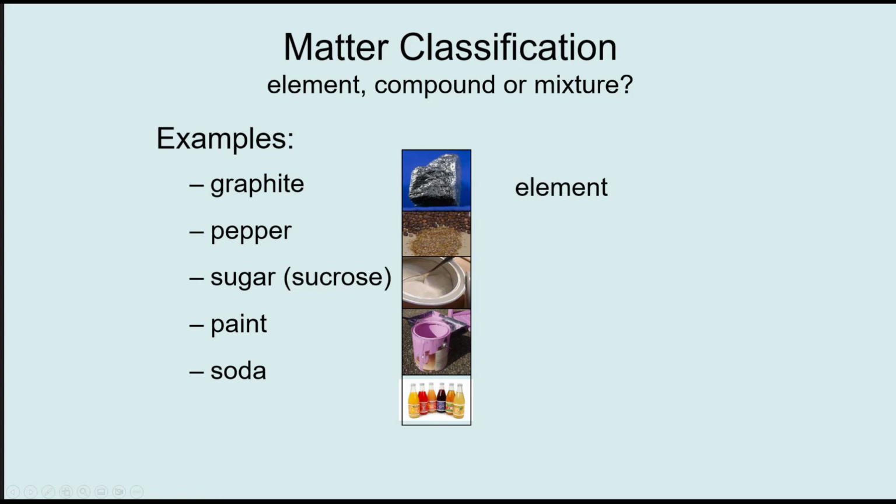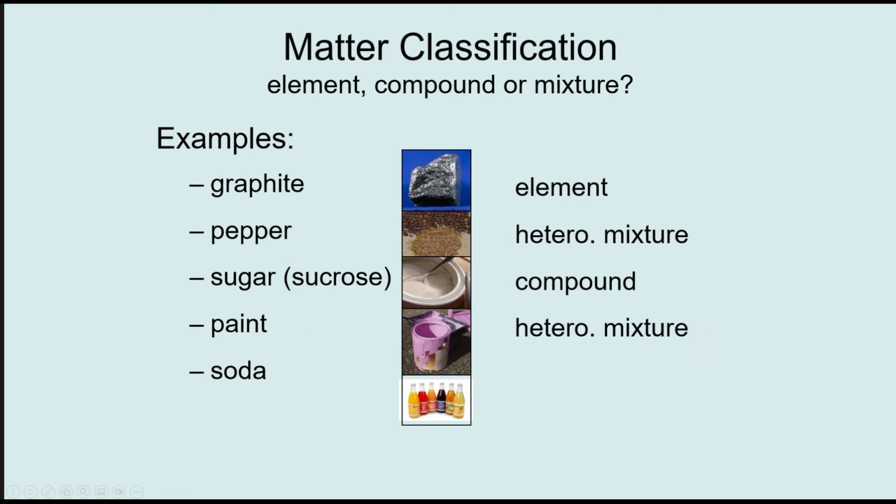Pepper. When you look at pepper, you can see little white specks, little black specks. The components are very visible. Therefore, pepper is a heterogeneous mixture. When you look at sugar, sugar is a compound. It looks uniform, and we would have to chemically identify the fact that sugar is made of precise atoms in precise ratios.